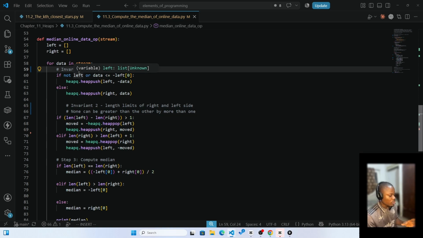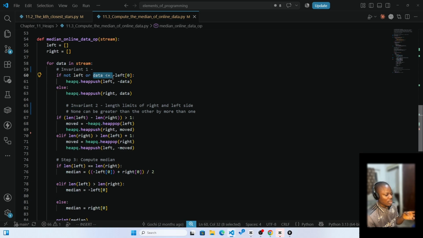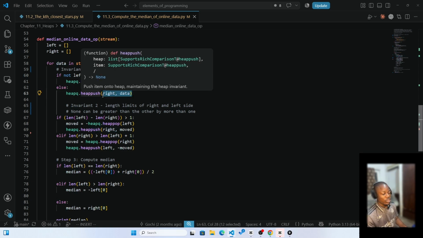So just to separate concerns, we're just going to focus on the code right now. It says if not left, basically if the left array is empty, just go ahead and push into it. But if the data coming in is less than the value at the tip, at index 0 of the left array, which is minus that value at the tip, then also push into the left array, and else push into the right heap.